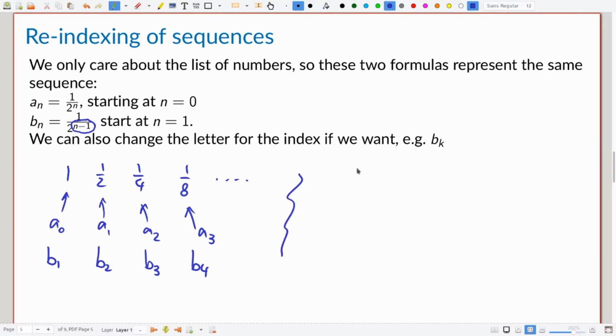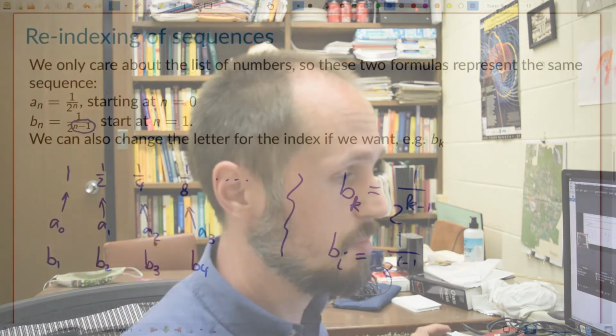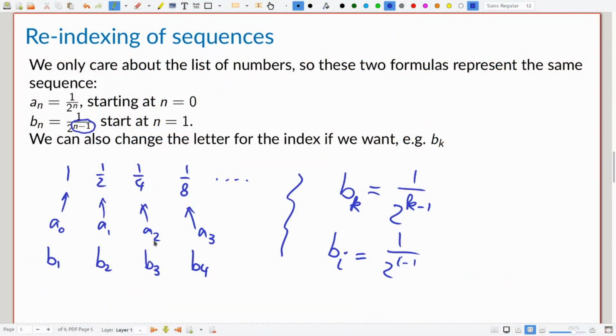Okay, and then there's nothing magical about the letter n. We can use whatever letter we like. For instance, we could write bk is 1 over 2 to the k minus 1, or we could write bi is 1 over 2 to the i minus 1. For whatever reason, we traditionally work with k, n, m, l, these letters that are sort of in the middle of the alphabet there. It's one of these historical things, and it's not clear to me why it's like that. I think that'd be an interesting history of mathematics question.